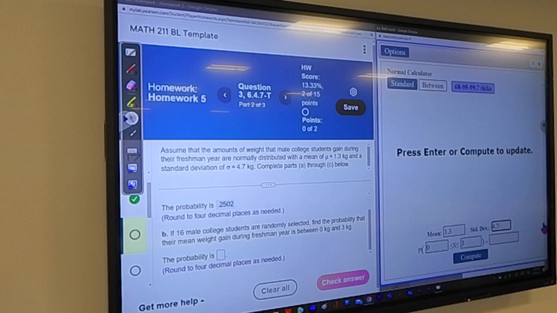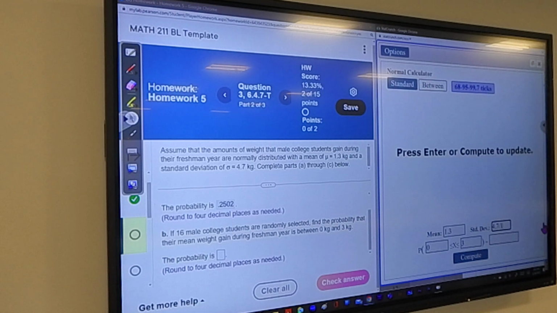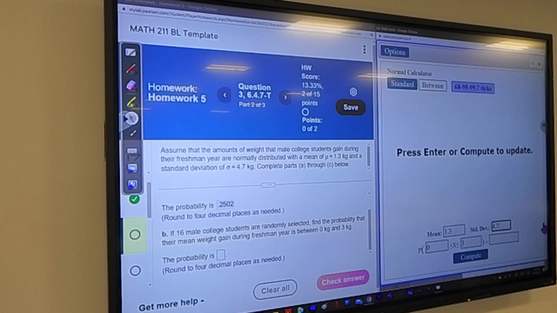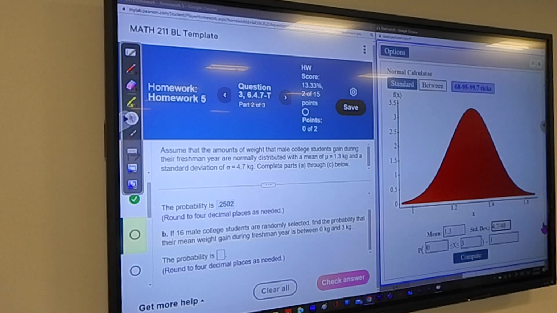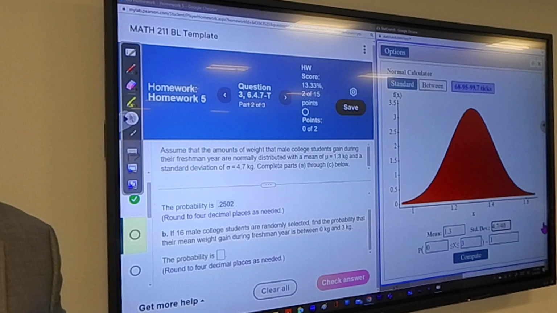And if I changed this, if it was 25 people, it's an even bigger area. And if it was 36 people, it's even more than that. And if I did 100 students, it's more still. And look how tall that curve is. And if it was 1,600 students, then it's guaranteed that their average is between 0 and 3.